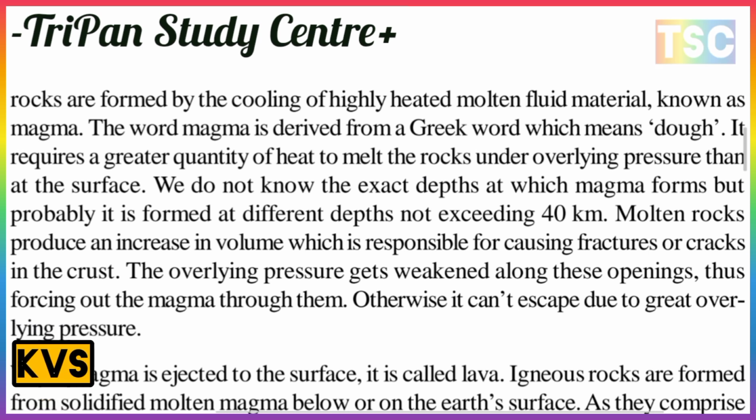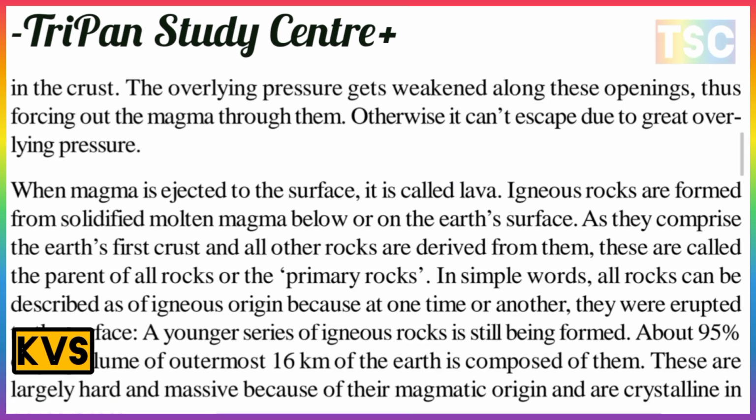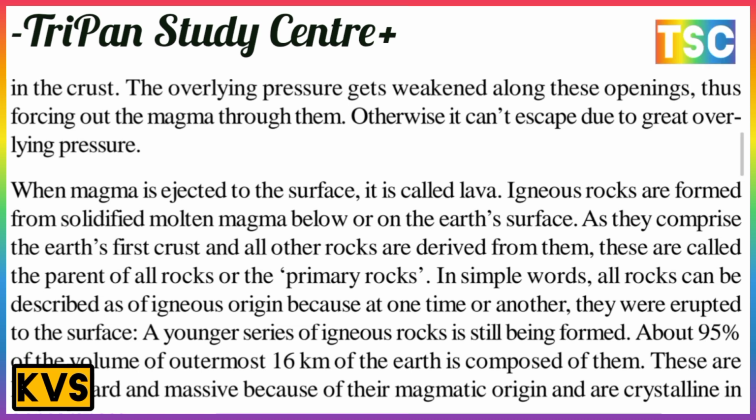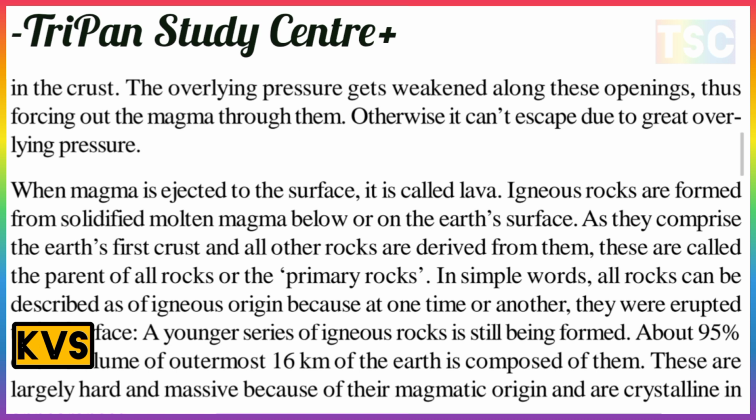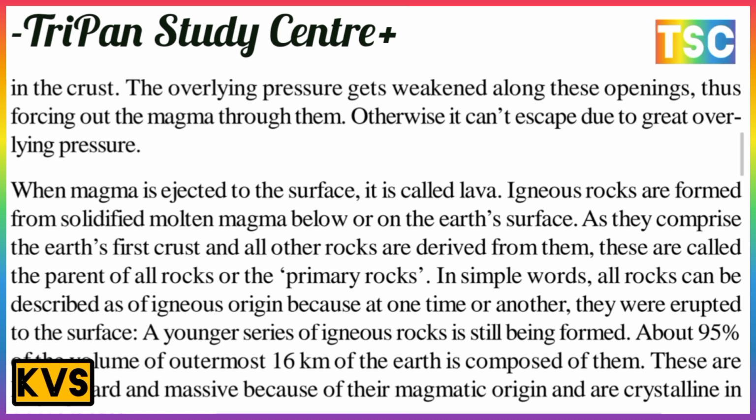The molten rock produced increases in volume, which causes fractures or cracks in the crust. The overlying pressure gets weakened along these openings, thus forcing out the magma through them. Otherwise it cannot escape due to the great overlying pressure. The magma that is ejected to the surface is called lava.